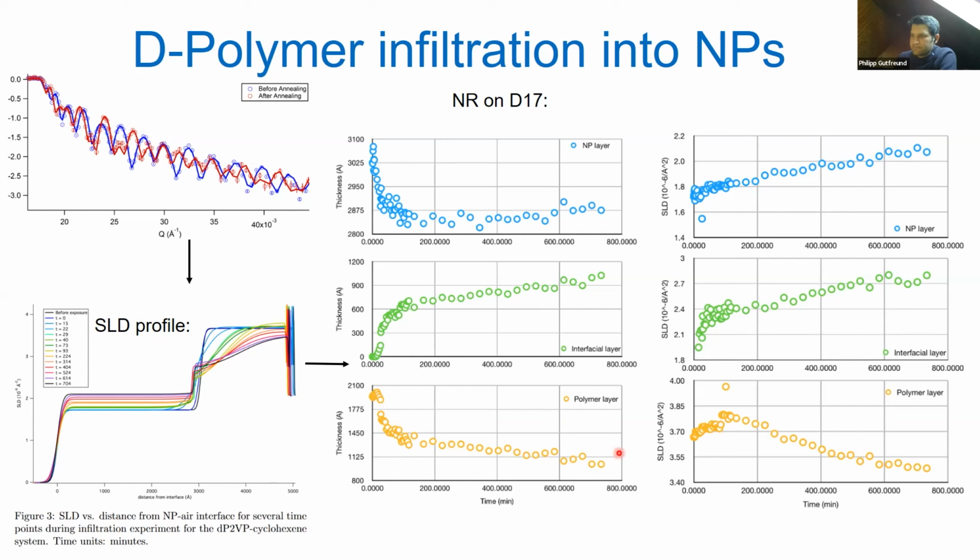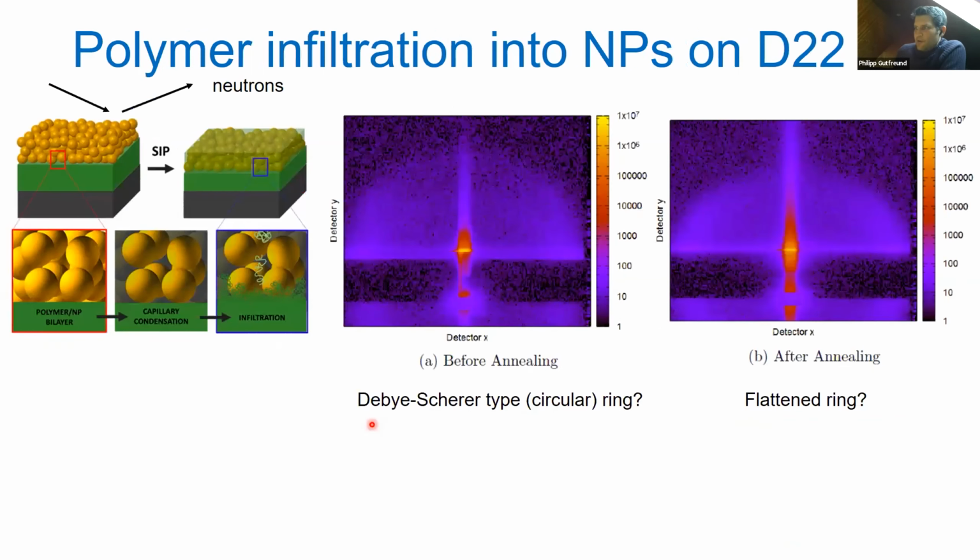So we can follow the solvent content by watching the scattering length density. We can follow the amount of polymer which goes into the nanoparticle by looking at the residual polymer thickness, and get information from the specular reflectivity. Now, if you go to GISANS, this was done on a D22 instrument.